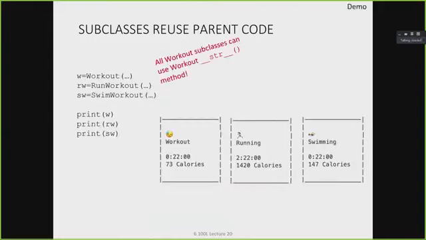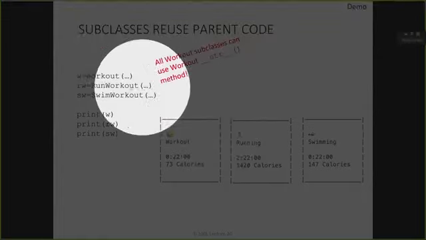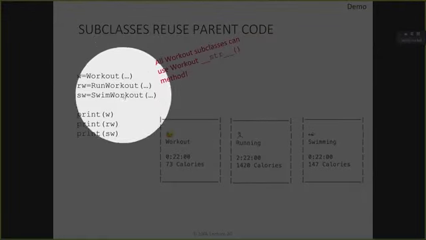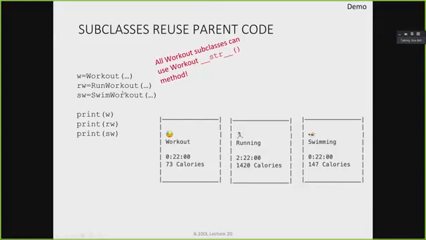So then we can create any kind of workout, because all the child classes inherit all of the methods from the parent class. So of course, all these child classes will inherit the str method of workout. No matter what kind of workout I'm creating, here a regular workout, here a running workout, and here a swim workout, they'll use the same str method. So all of these will print in this really nice format.